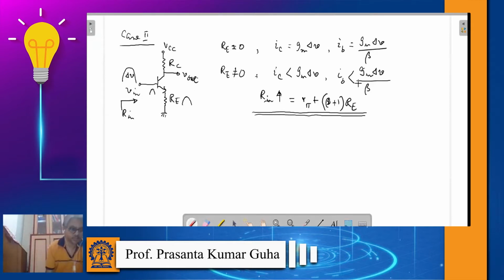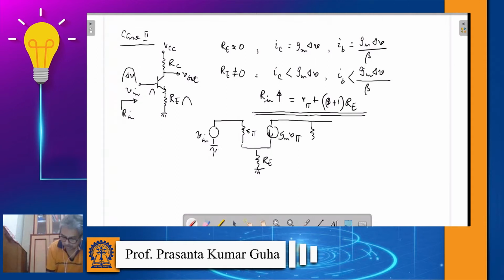Okay, now we can find out the gain of this circuit, in the same fashion as we calculated when we didn't have RE. So again this is my R pi, this is my GM V pi, and this is RE, and this is your RC. Again, I am not considering small R naught.